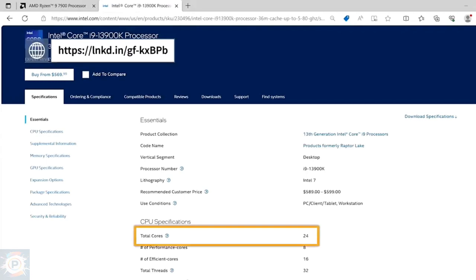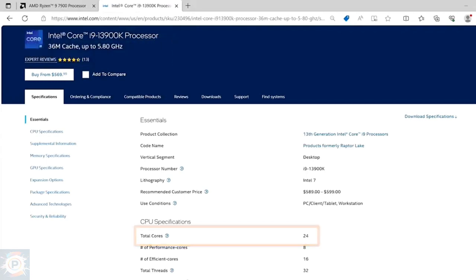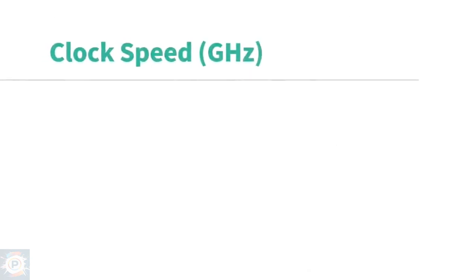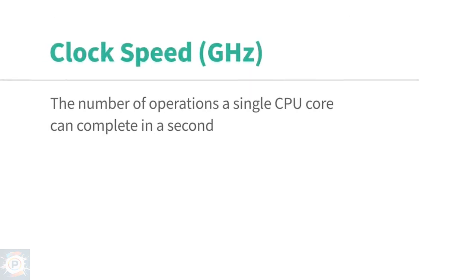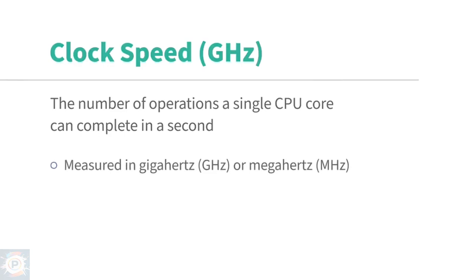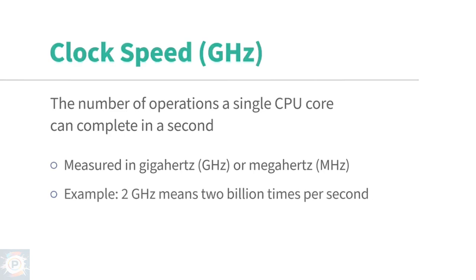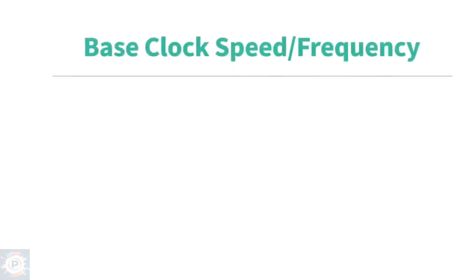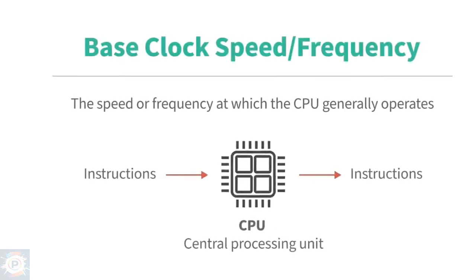Now, clock speed or frequency means how many operations a single CPU core can complete in a second, usually measured in gigahertz or megahertz. For example, 2 gigahertz means 2 billion times per second. You will often hear a couple of terms related to clock speed. A base frequency or base clock speed is the speed or frequency at which the CPU generally operates without any performance boost. For example, if your CPU has a base clock speed of 4 GHz, it will always run at this clock speed normally. A boost clock speed, also called the turbo speed, is the temporary higher speed of the CPU that can operate when a heavy load is placed on it.